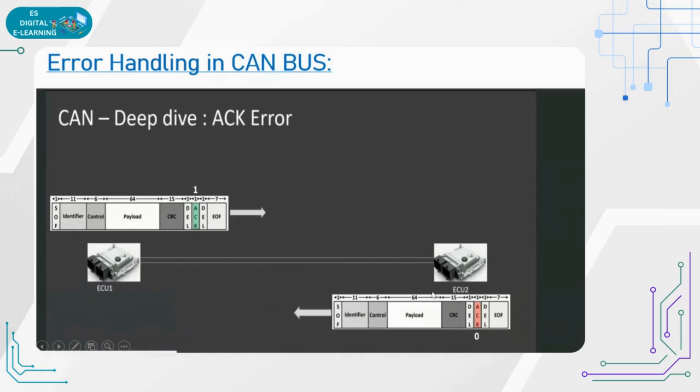Now we need to discuss the acknowledgement error. Who will identify it? The master, meaning the transmitter, will send the data to the slave, and the slave will receive the data.